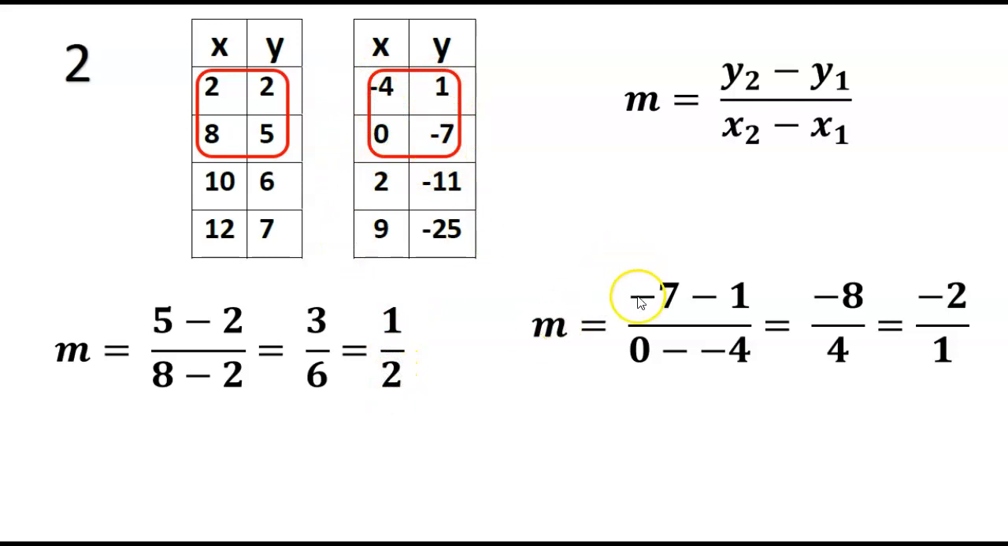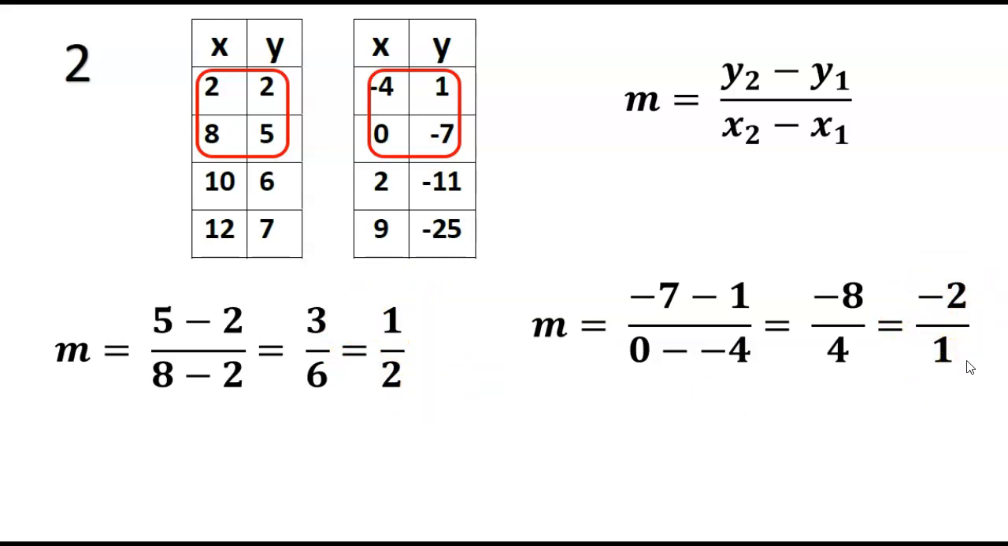For this table, 7 subtract 1 gives you a -8 on top. 0 subtract a -4, minus a minus makes a plus, so that's a 4 on the bottom. 4 will go into 8 2 times, that's a slope of -2. Then I need to compare slopes. I'm comparing this slope and this slope.